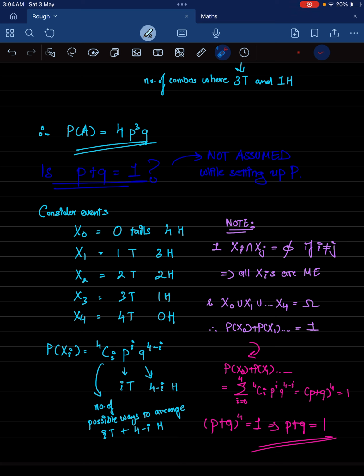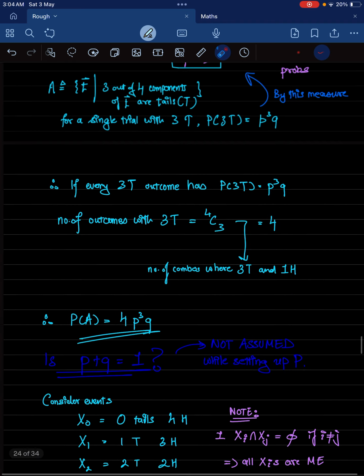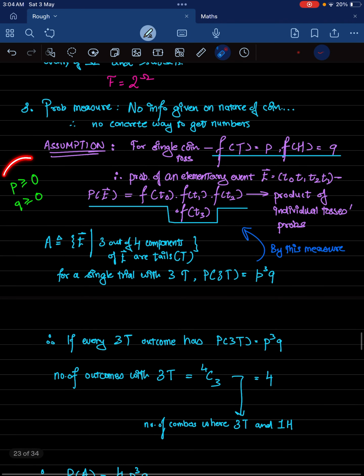So if p plus q raised to 4 is 1, then obviously p plus q is equal to 1, because p plus q cannot be minus 1. I mean, what we have considered is that p and q are greater than or equal to 0, and we don't need to assume that. Actually, if we take a measure like this, you can prove that p and q are greater than or equal to 0.